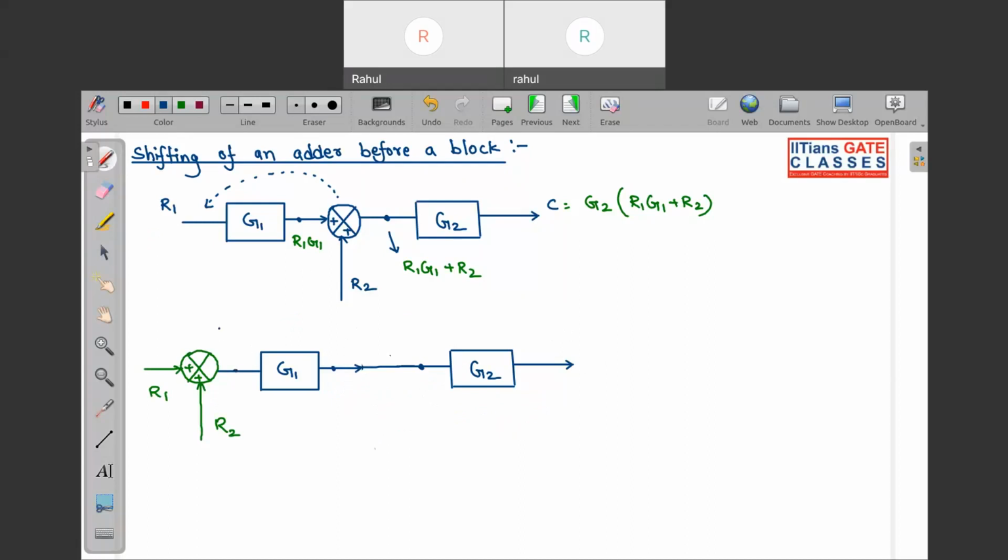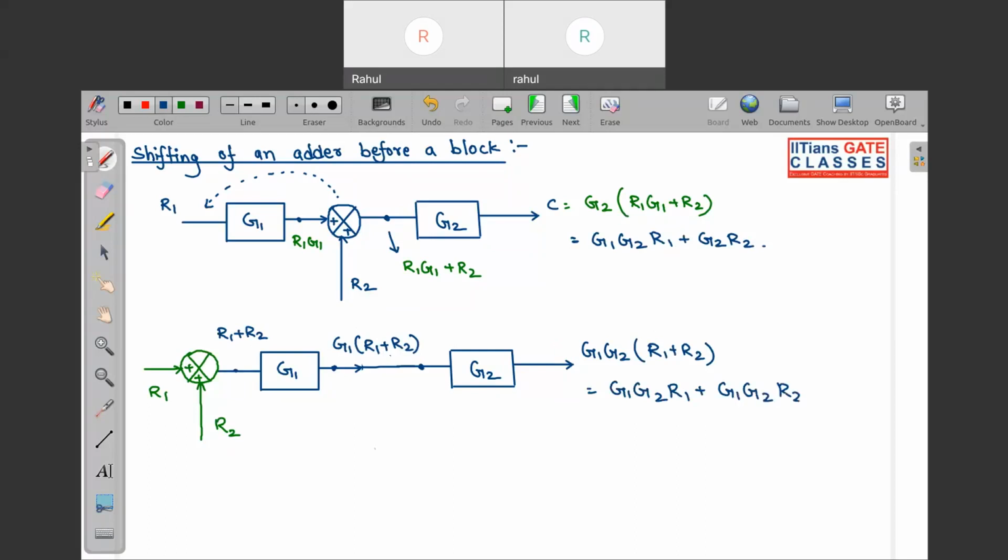So over here, we can see it will be R1 plus R2. Over here, it will be G1 (R1 plus R2). And over here, it will be G1 G2 (R1 plus R2). So in the last case, if you solve it once more, this will be G1 G2 R1 plus G2 R2. This time what you get? You get G1 G2 R1 plus G1 G2 R2. So over here you can see this G1 is not required. This is the same as before, but here this G1 is not required.